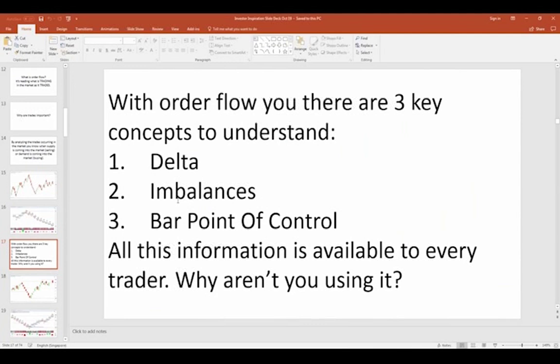And if it's more than a certain percentage, then you have what's considered a market imbalance. And the bar point of control, which is the point in the bar that has the most volume. And I might get into why these are important in a minute. And all this information is available to every trader. And if you're not using it, you have to ask yourself, why aren't you using it?